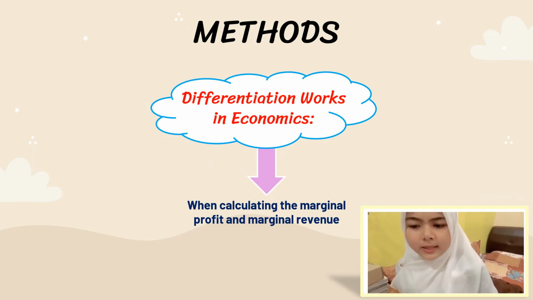How does differentiation work in economics? Differentiation is used by the firm to gain the marginal profit and marginal revenue by differentiating, taking the first derivative of the revenue and the profit. So we will gain the marginal revenue and marginal profit.